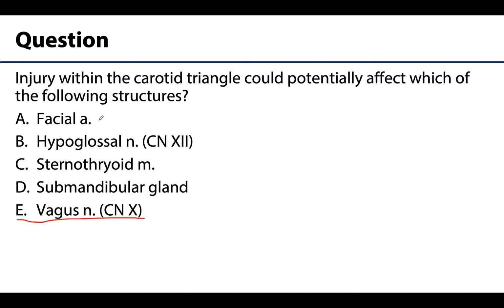The facial artery is not correct. Portions of it are located in that submandibular triangle. And the same is true for the hypoglossal nerve. Both would be within that submandibular triangle region. The sternothyroid muscle is an infrahyoid muscle and would be located in the muscular triangle. And similar to that facial artery and hypoglossal nerve, the submandibular gland is located within the aptly named submandibular triangle.